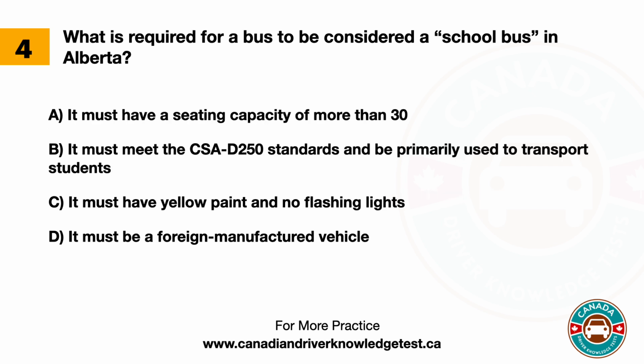Question 4. What is required for a bus to be considered a school bus in Alberta? A. It must have a seating capacity of more than 30. B. It must meet the CSA D250 standards and be primarily used to transport students. C. It must have yellow paint and no flashing lights. D. It must be a foreign manufactured vehicle. The answer is B. It must meet the CSA D250 standards and be primarily used to transport students.